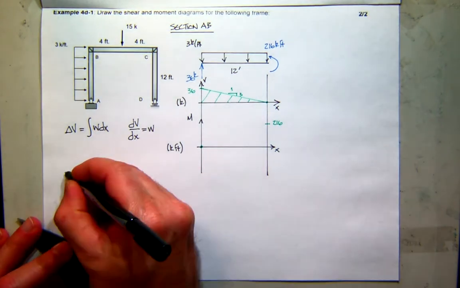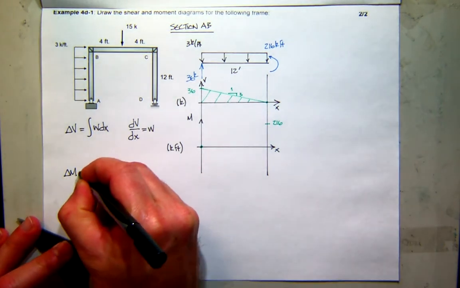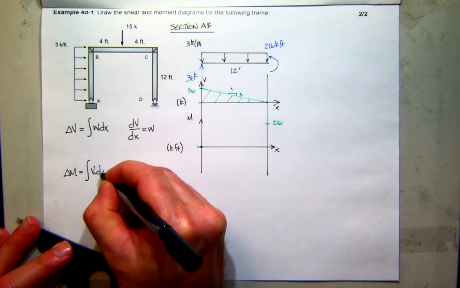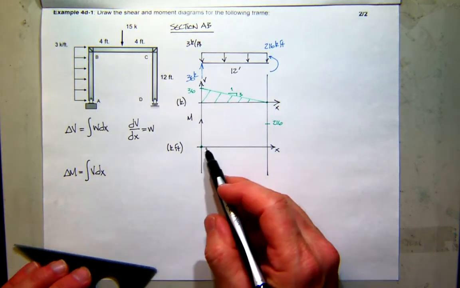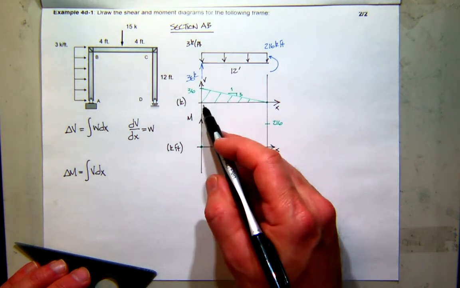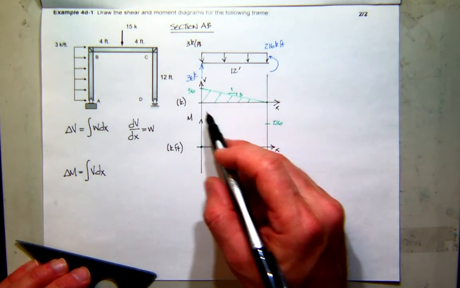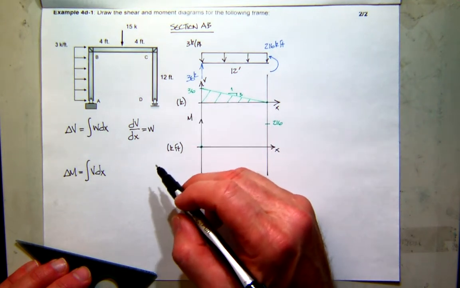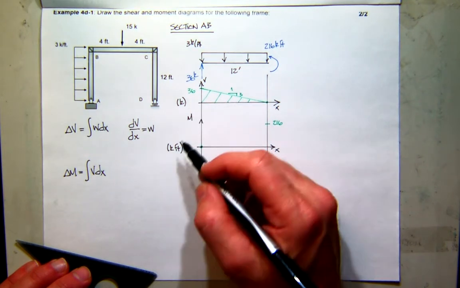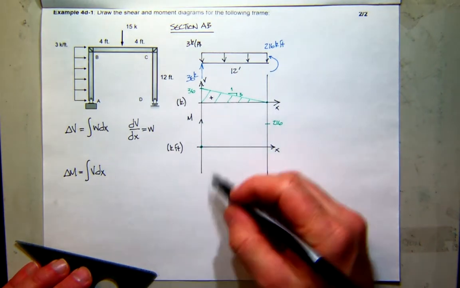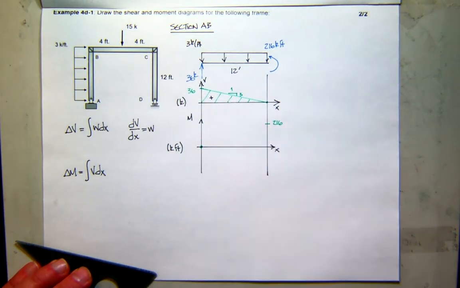Now for the moment diagram, we know the change in moment between any 2 points is the corresponding area under the shear diagram. So let's see what that will give us. What's the area in the shear diagram between A and B? Well, it'd be this triangular area, 1/2 the base, which is 12 feet, times the height, which is 36, which is positive. That's a positive area. Positive 216. So 0 plus 216 is 216. That works.